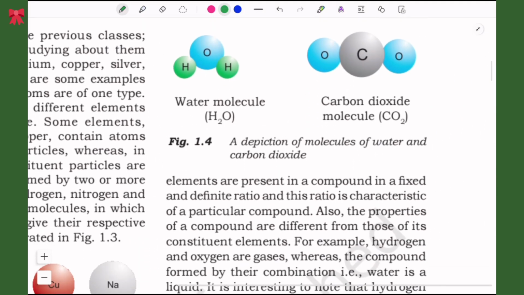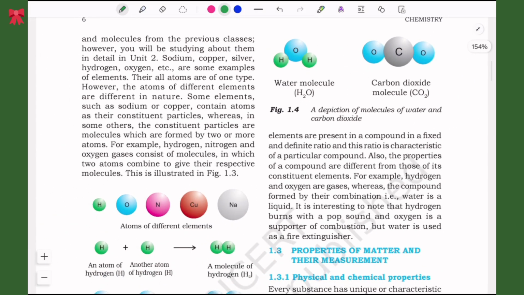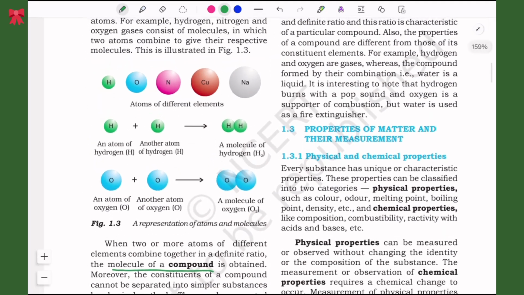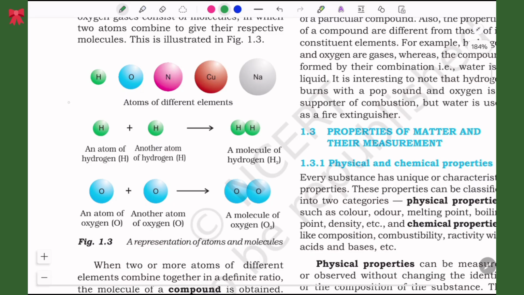Now, let me see what else we're going to cover here. In this diagrammatic representation, I'm sure you will understand that these are the atoms of different elements. Look at this: hydrogen atom, oxygen atom, nitrogen atom, copper atom, sodium atom. All of them are different in terms of their physical properties and their chemical properties. Physical properties like their mass and density, and chemical properties like, let's say, the boiling point of that particular substance, the melting point, the refractive index, etc.